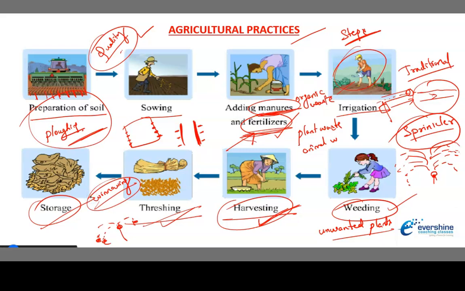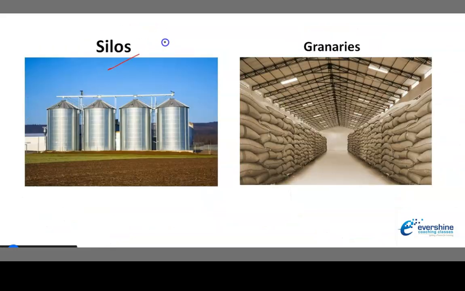By using some pesticides we store the final products. Pesticides are nothing but to keep the pests away. It should not spoil our food product. So we will dump it in a separate place, like we store in separate places such as silos and granaries. By using these storage devices, we store the final product.